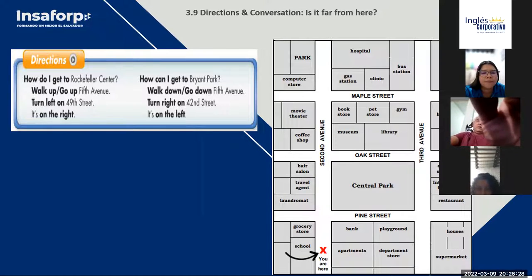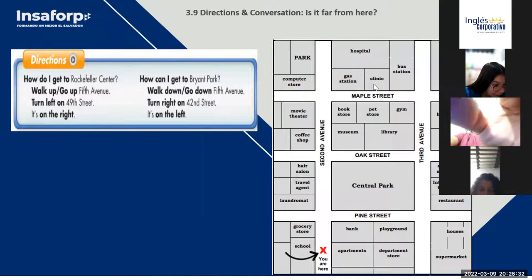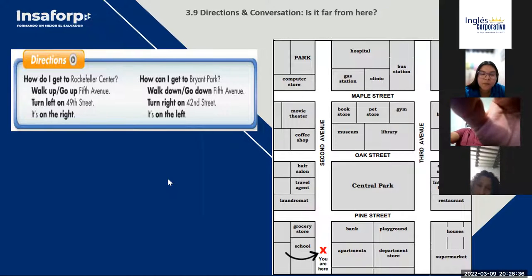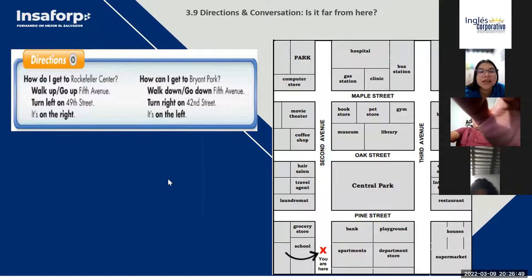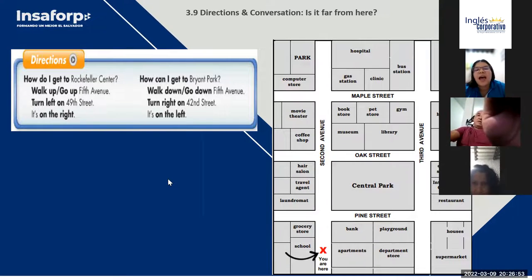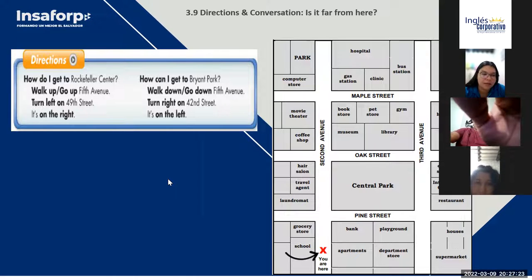Hair salon, next to the hair salon. Between the movie theater. You can walk down the Second Avenue. The coffee shop is in front of the museum. Museum, movie theater, and next to... near or next to. Where is the movie theater? You need to say across from the museum. In front of the museum. Yes, because the hair salon is on the next block, next to the travel agent. Oh, it's one block before.